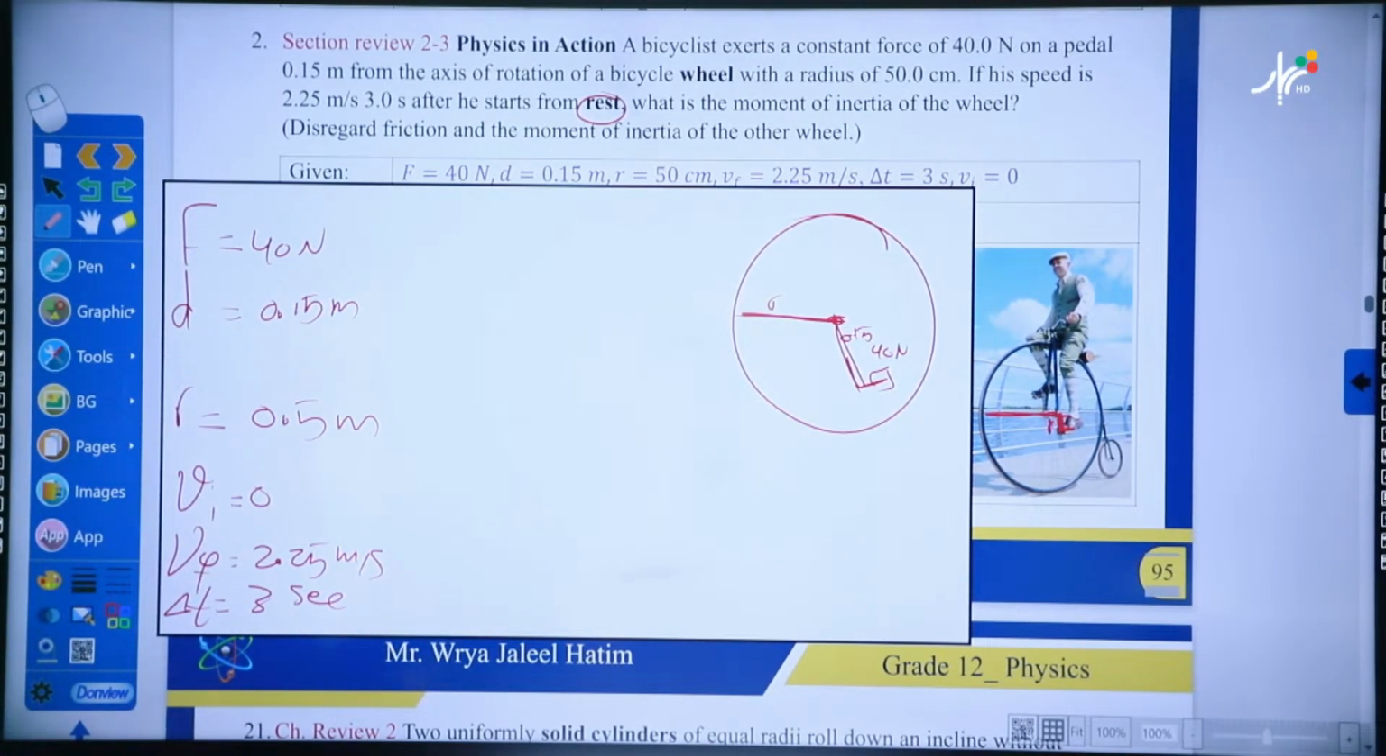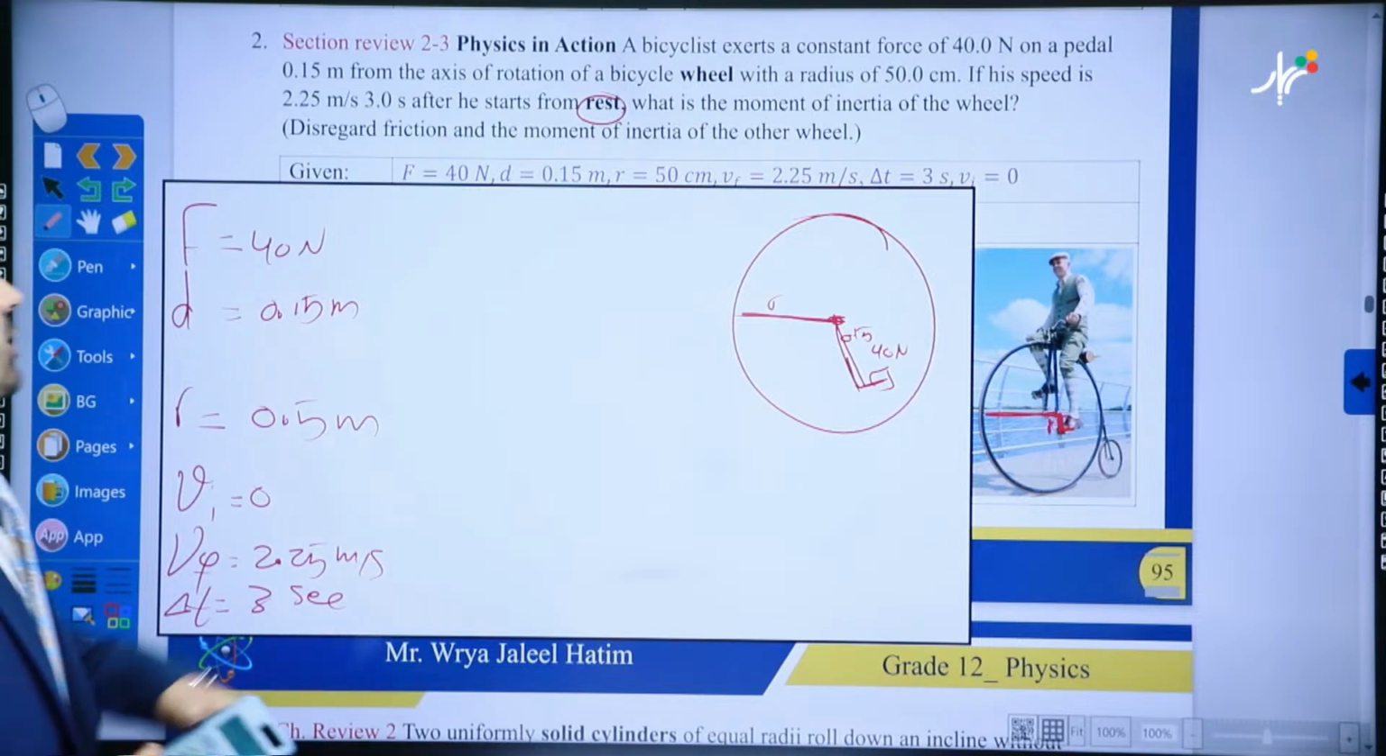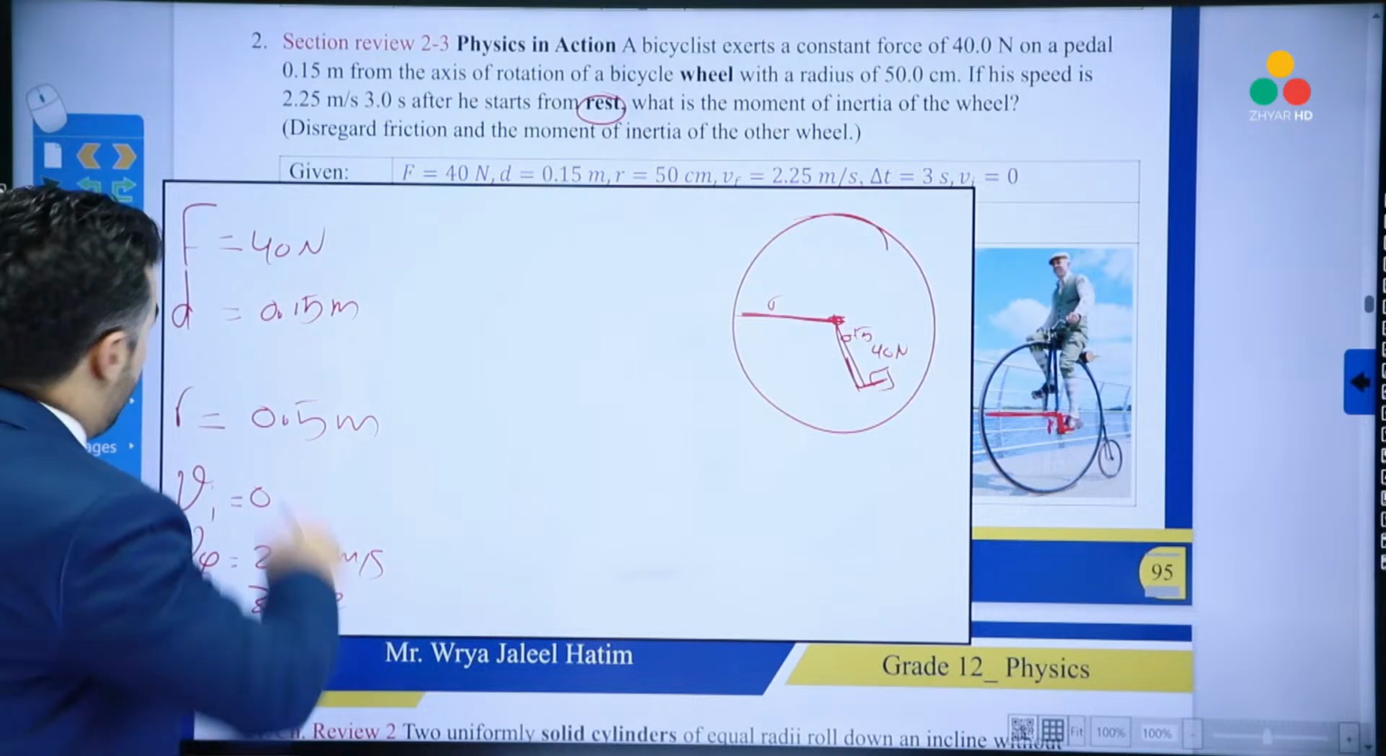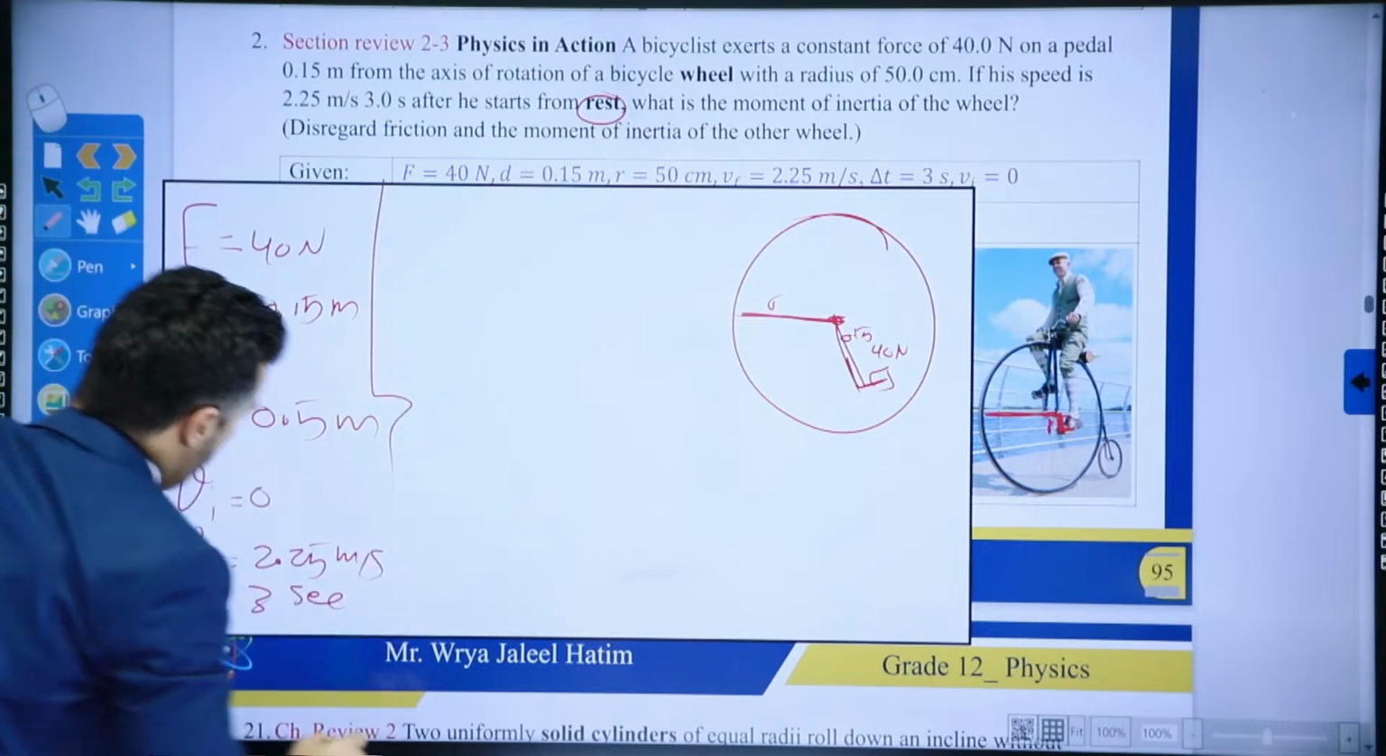Okay. What is the moment of inertia of the wheel? Disregard friction and moment of inertia of the other wheel, so we ignore the other. Okay, so take a look here. We're going to write the equation that we have.